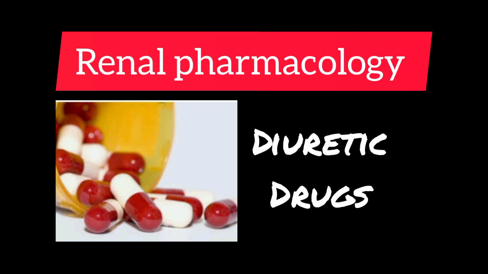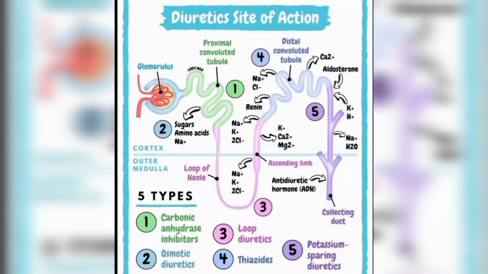Today we are going to look at renal pharmacology, basically looking at the drugs which have their effect on the renal system. These are diuretic drugs. So in order to understand this context, we are going to first have a brief review of the kidney and basically the nephron. The nephron has the glomerulus, the proximal convoluted tubule, the loop of Henle, and distal convoluted tubule leading to the collecting duct.